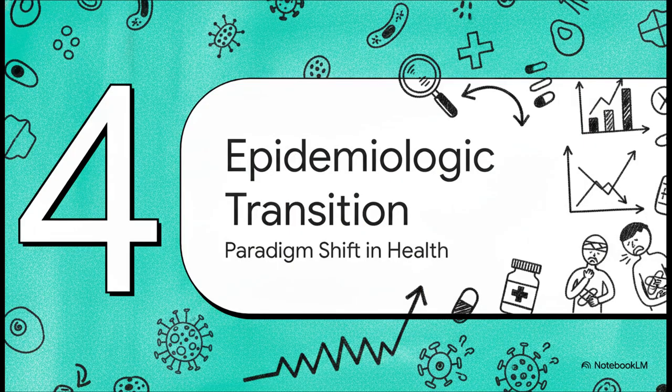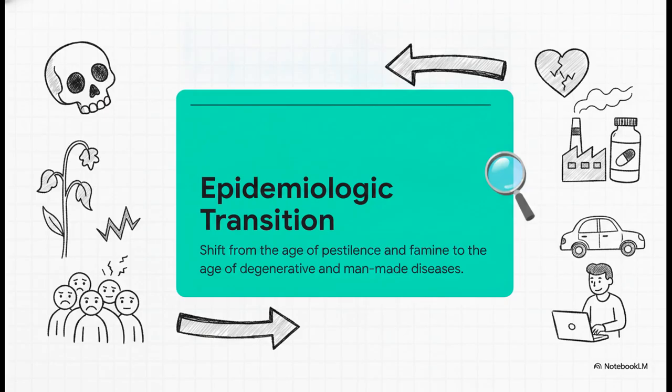Okay, Section 4, the epidemiologic transition, a paradigm shift in health. So, we've talked about who makes up the population, but now let's zoom in on what actually makes them sick. Running exactly parallel to the demographic transition is a companion concept theorized by Abdel Omran called the epidemiologic transition. It basically describes this evolutionary handover in human health, shifting from what he called the age of pestilence and famine straight into the age of degenerative and man-made diseases.